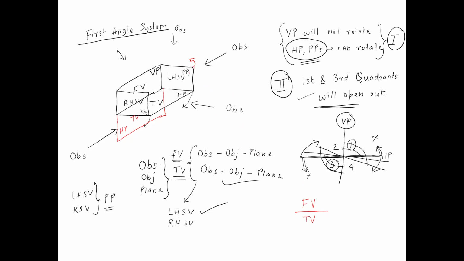So if profile plane 1 rotates along the direction of the red arrow through an angle of 90 degrees, when that rotation is complete, this will be the position taken up by profile plane 1 after rotation. So the left hand side view will be here. You see the left hand side view is on the right hand side of the front view. So on the right hand side of the front view, we have the left hand side view.